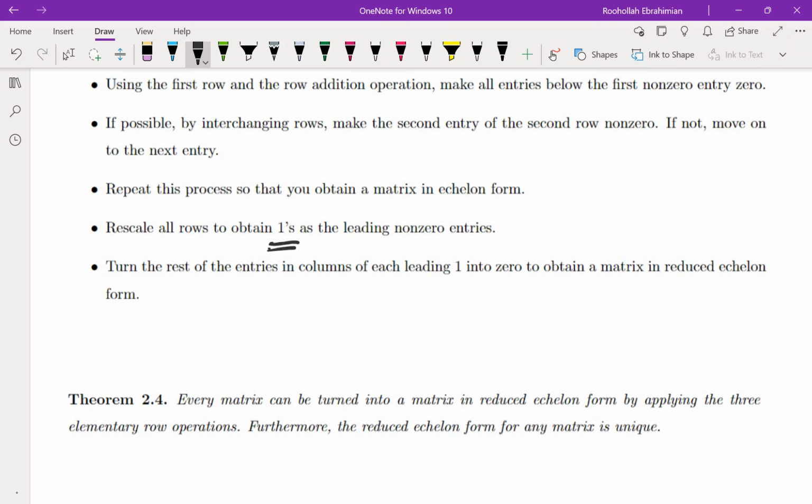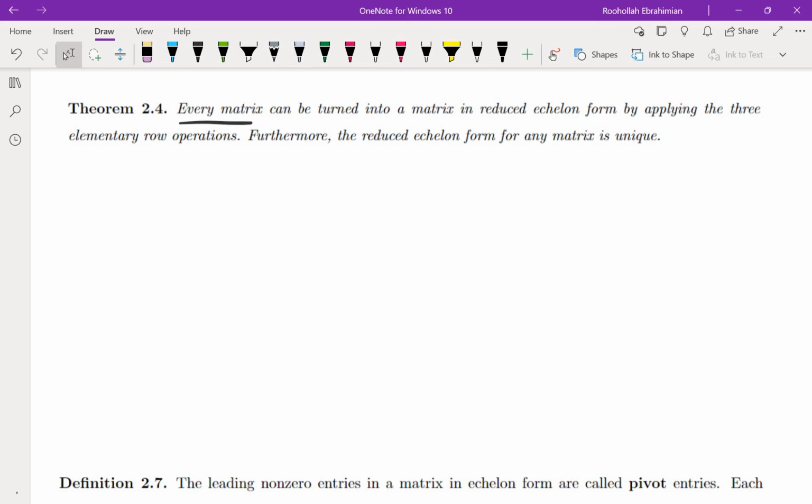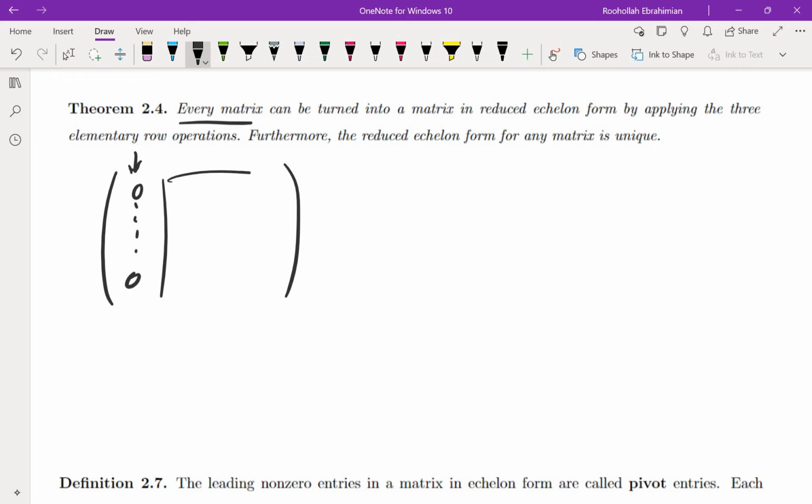So, in fact, using this process, we can get this theorem that every matrix can be turned into a matrix in reduced echelon form by applying the 3 elementary row operations. And notice that this is for every matrix. It doesn't have to be an augmented matrix. Any matrix that you take, you can just apply this process. And the proof is basically what we just talked about, which is you take your matrix, you look at the first column. If it is all 0, then you just use induction. Recursively, using elementary row operations, you can turn this one into a reduced echelon form, and then you are done.